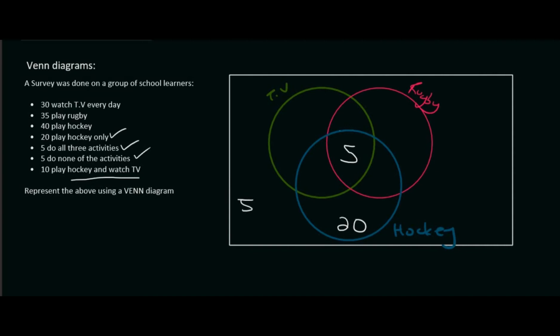Well, if you had to look at the TV circle and the hockey circle, they would overlap in this part over here. Now they've told us that that part should add up to 10, but because we already have a 5 here, then 10 minus 5 is 5, so we can put a 5 over there. Now we're starting to get somewhere because check this out.